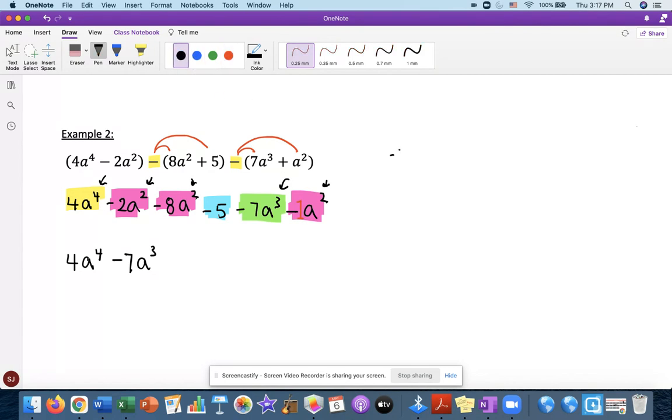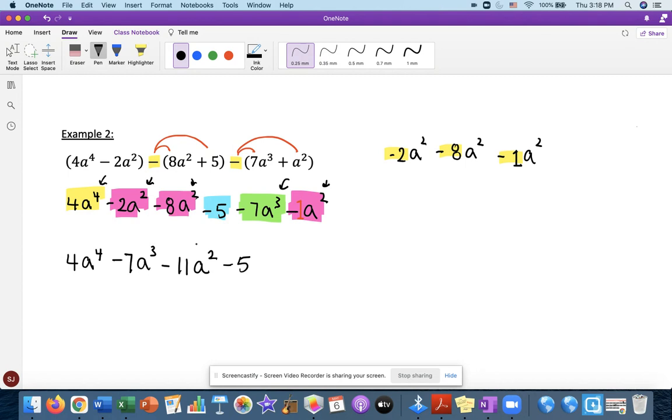If I write that on the side, for those of you that might be a little bit confused, this is what we have. We're doing negative 2 minus 8 minus 1. Negative 2 minus 8 minus 1 gives us negative 11, so that gives us negative 11a squared. And lastly, we have the constant, which is a negative 5. There we go, and there is our answer.